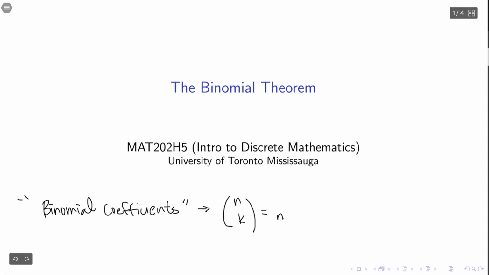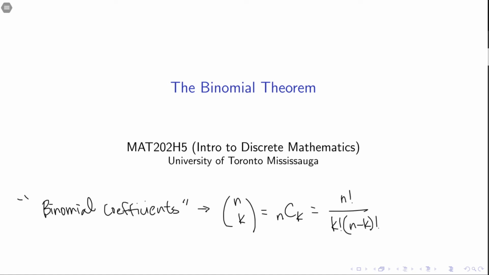Okay, so let's talk about the binomial theorem, which is the theorem where the term binomial coefficients comes from. Right, so remember this refers to this notation, n choose k, which arises when we compute the number of combinations of n things taken k at a time. Right, so it's n factorial over k factorial times n minus k factorial.